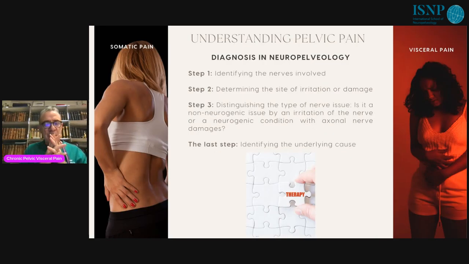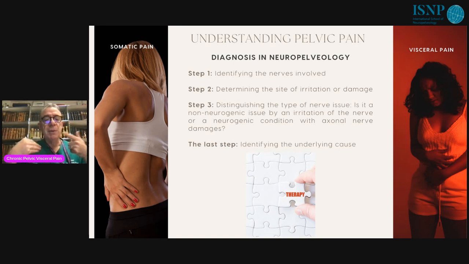So, at the end of my presentation, you see that the diagnosis in neuropelveology is not: where do you have pain in the low abdomen? Let's go in the OR. It's probably an endometriosis. As a neuropelveologist, the first step is to determine which nerves are involved with your pain and bring the information of pain to your spinal cord and then to the brain. And there are the somatic nerve, the visceral nerve, or maybe both.